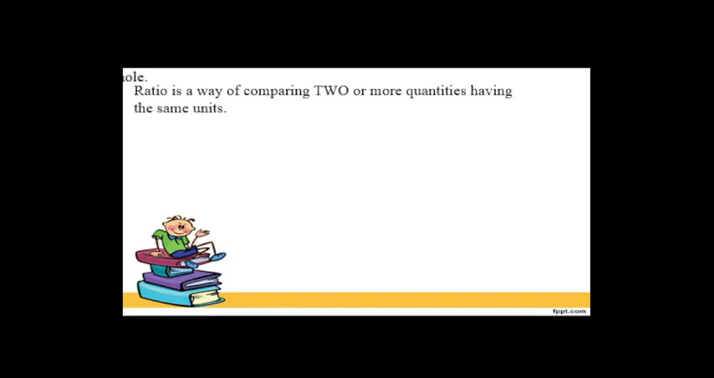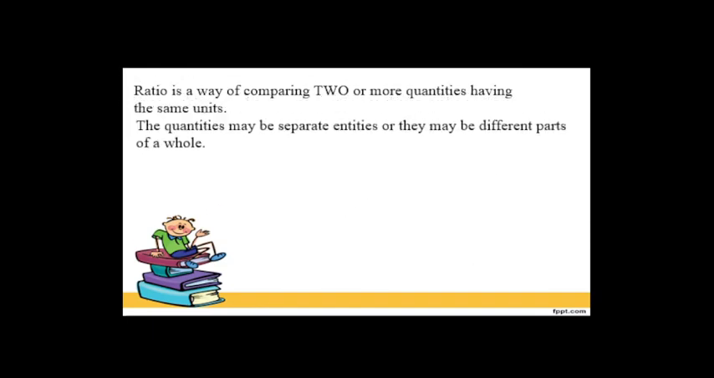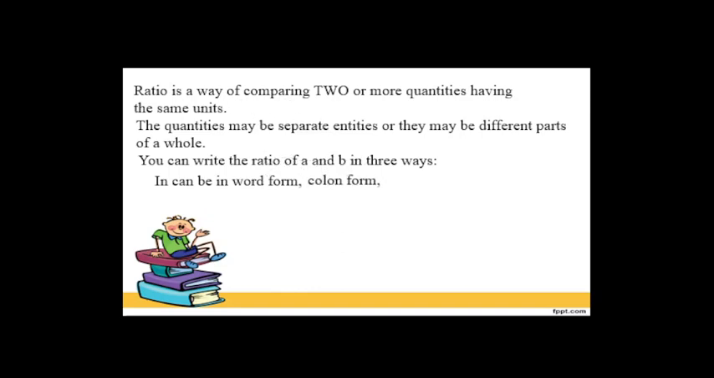And to start our lesson, let me first define what a ratio is. A ratio is a way of comparing two or more quantities having the same units. The quantities may be separate entities, or they may be different parts of a whole. You can write the ratio of A and B in three ways: in word form, in column form, and in fraction form.